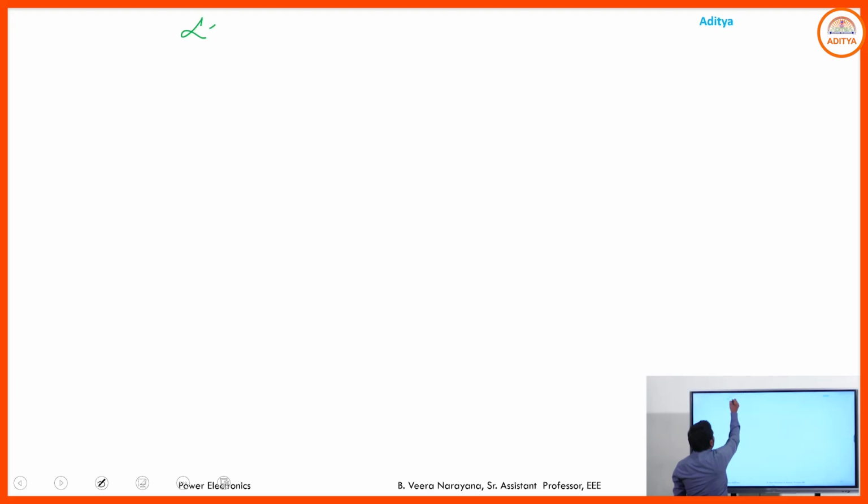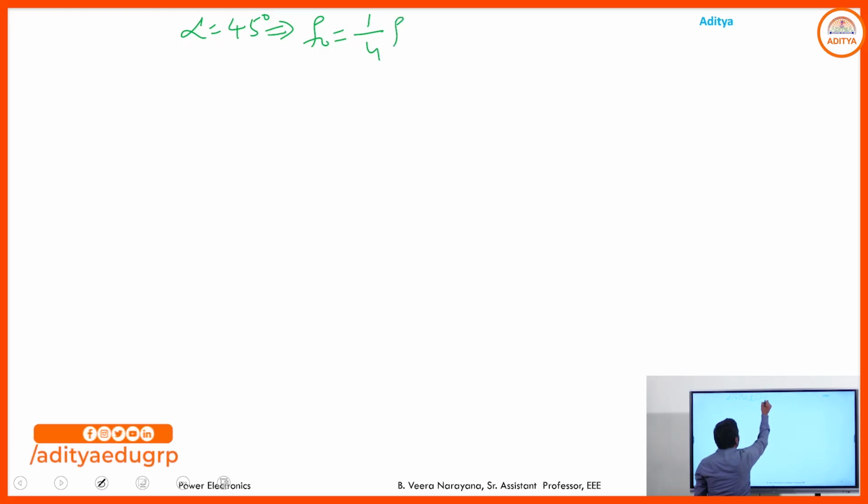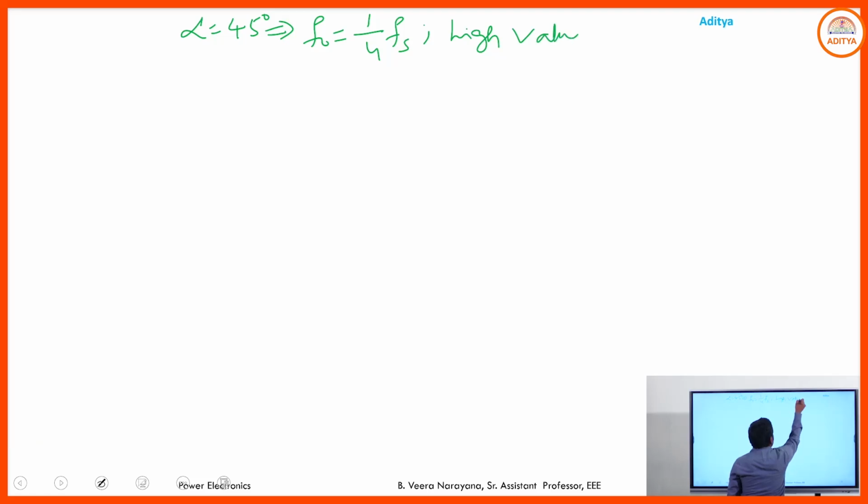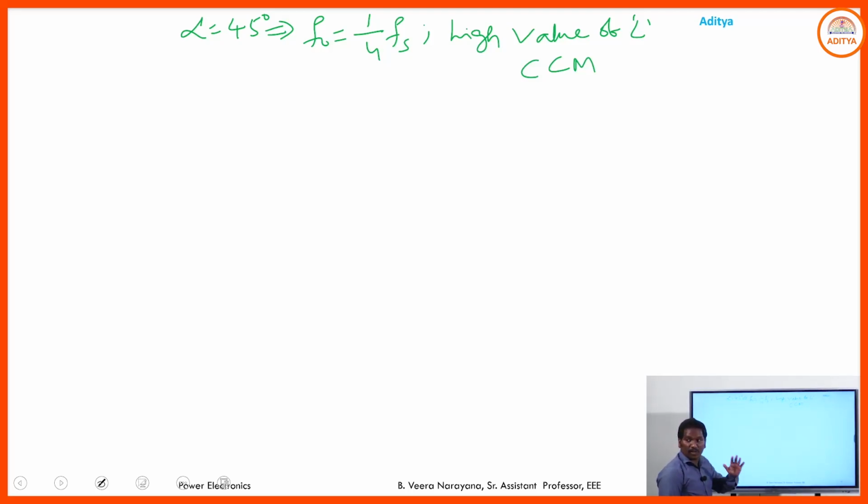And the last one, for alpha equal to the same 45 degrees and F0 equal to 1 by 4 Fs, and assume a high value of inductor. Then you are able to collect the continuous conduction mode. So under this continuous conduction mode, we will discuss how the voltage and current waveforms should be collected.